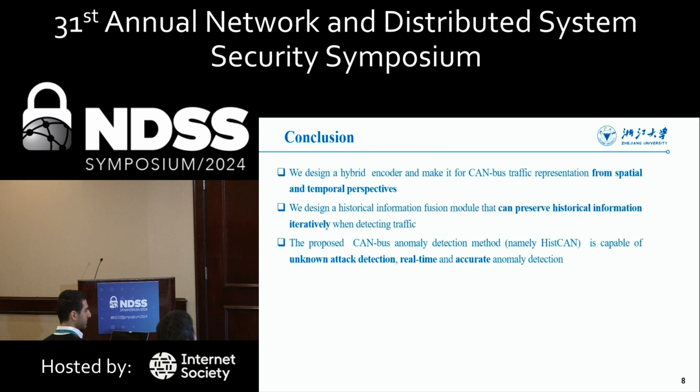So in conclusion, we design a hybrid encoder for CAN bus traffic representation from spatial and temporal perspectives. And we design a historical information fusion module that can preserve historical information iteratively when detecting traffic. The proposed CAN bus anomaly detection method is capable of unknown attack detection, real-time and accurate anomaly detection.